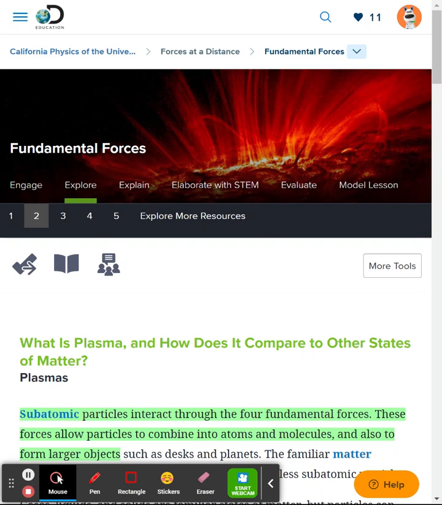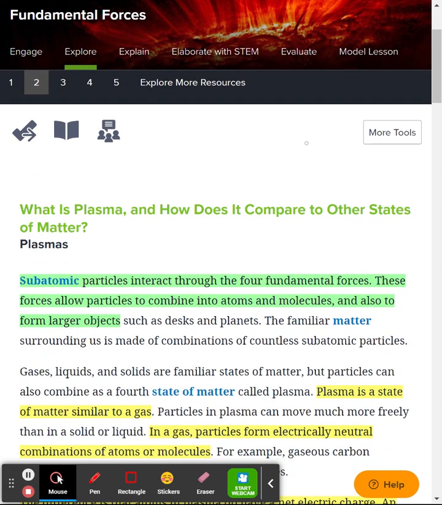Okay, let's take a look at Explore 2 from our Physics 2.1. We'll start by drawing our template for the Cornell notes. Okay, go ahead and write down your date. And the essential question is going to be in green here. What is plasma?